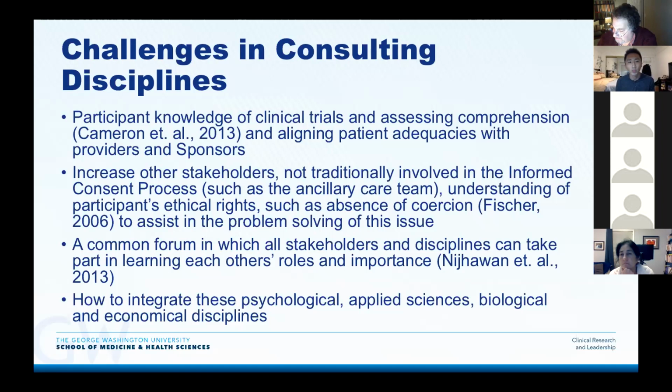A challenge is increasing the other stakeholders not traditionally involved in the informed consent process, similar to the ancillary team or the director of clinical research, who don't partake in the consenting of participants, understanding the ethics involved or the coercions, finding the finite issues of different perspectives of solving the problem. There is no common forum in which these stakeholders or disciplines can take part in learning each other's roles and importance and their perspectives on how this process has gone about. And a challenge is how to integrate these psychological, applied sciences, biological, and economic disciplines all in one setting.